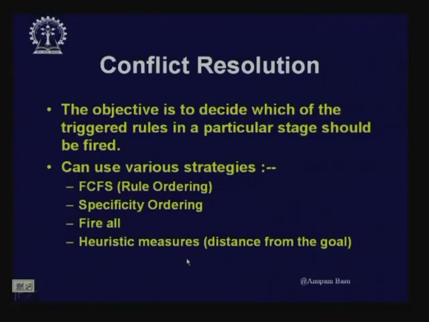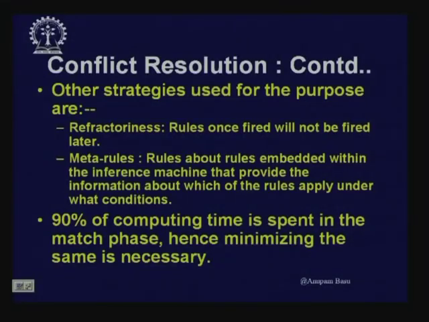Okay. So I hope you have understood what is meant by heuristic functions, and I am sure you have also come across it when you learnt about the A star algorithm, where you have looked at the heuristic measure, the heuristic function. The other strategies that are used for this purpose are refractoriness. This term means that rules which are once fired will not be fired later. We have seen this in the earlier lecture.